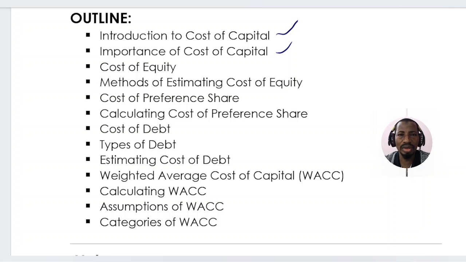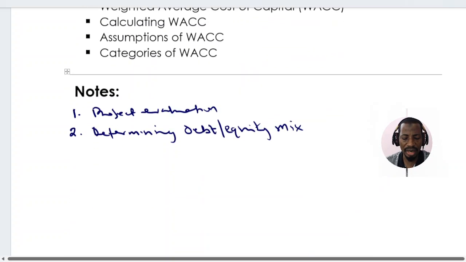So what is cost of equity? The cost of equity represents the minimum rate of return expected by the ordinary shareholders from their investment in a company. Okay, and of course, that is basically the definition of cost of equity. And this cost of equity can be estimated in three different ways.